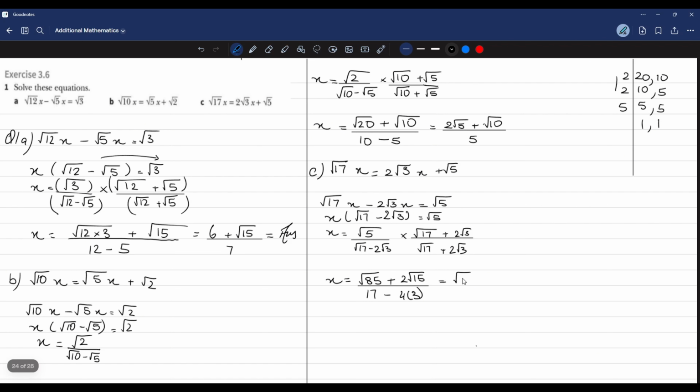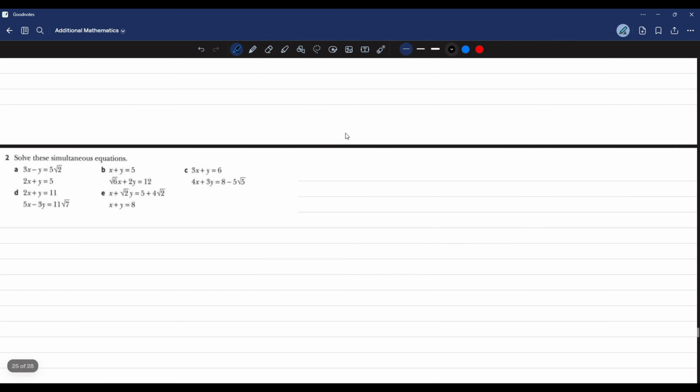No, we cannot. Under root of 85 will come as it is, plus 2 under root 15 cannot be simplified further also. So this is 2 under root 15 divided by, what is 4 multiplied by 3? 12. 17 minus 12 is equals to 5. So this under root 85 plus 2 under root 15 divided by 5 is equals to your final answer for this part. That was it for question number 1. Proceeding on to question number 2.